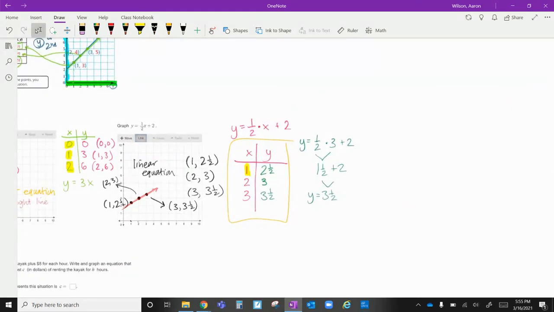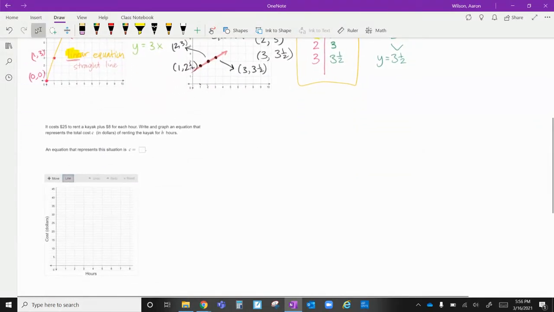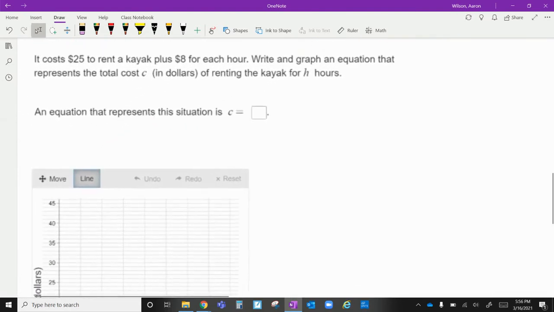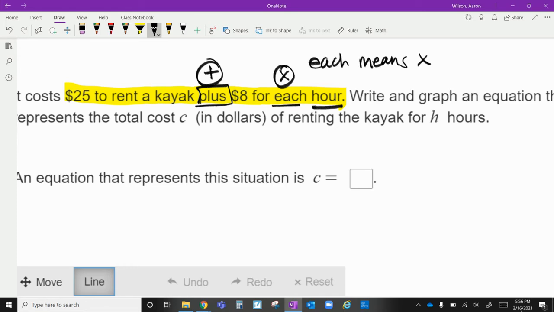All right, on into one more problem that we're going to take a look at. This time, we have to write our own equation. It costs $25 to rent a kayak. Says it right there. Plus $8 for each hour. So there's some codes here. $25 to rent a kayak, plus, what does plus mean? Plus means addition. Plus $8 for each hour. Well, each is code for multiplication. Normally, in a word problem, if you read the word each, it means to multiply.